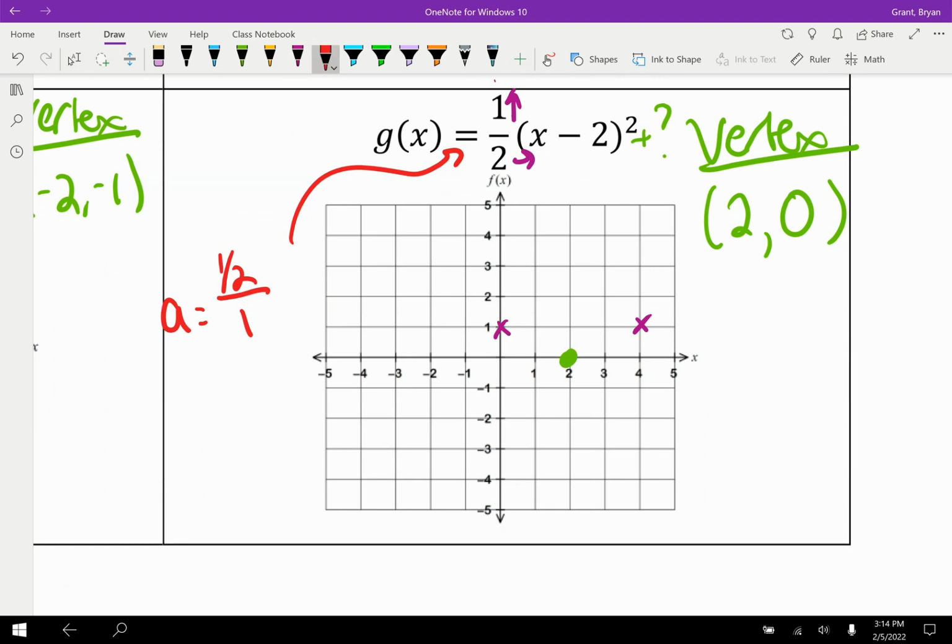The right way to do it is to go up 1/2 to the right 1, up 1/2 to the right 1, up 1/2 to the left 1. And so we can see that they won't go through here. That would make a V. Instead, our parabola is going to look something like this. A little bit wider than normal, but it's certainly not going to pass through an up 1 over 2.